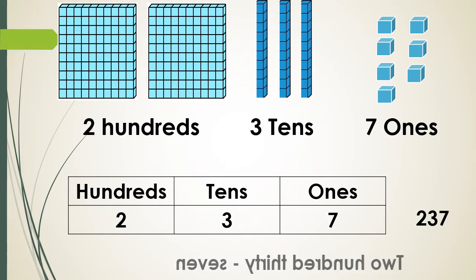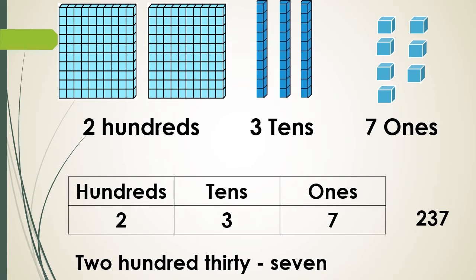Look, how can I write it in words? 2 hundreds, I write it 200. 3 tens, I write it 30. 3 tens means 30. 7 ones, I write it as the number 7. So I read it as 237.